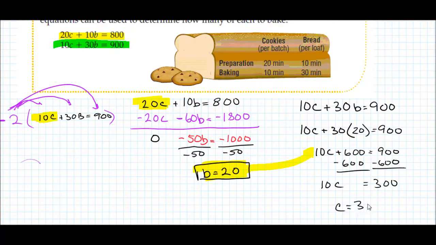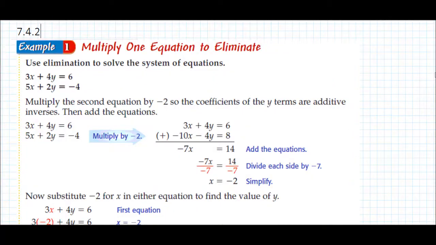So C equals 30. So we know we can make 20 loaves of bread and 30 batches of cookies by elimination. That's just a quick example. We'll go through it again in a little bit more detail.